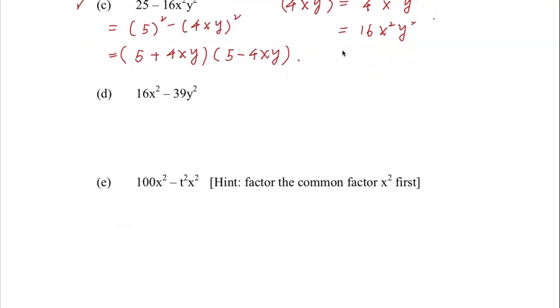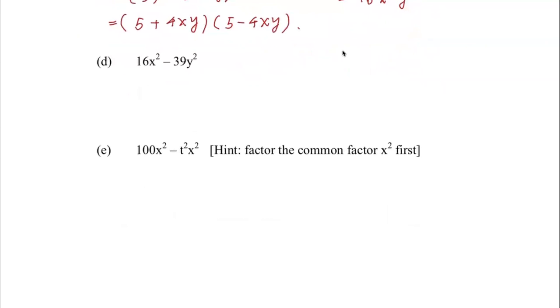So we can write 16x squared as 4x squared, right? 39 is a little bit tricky here, okay? Because 39 is not a perfect square, right? There's no integer whose square is equal to 39. Such an integer does not exist, but it doesn't mean we can't write 39y squared as something squared.